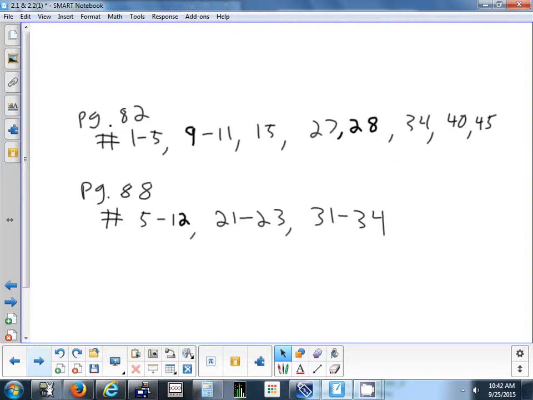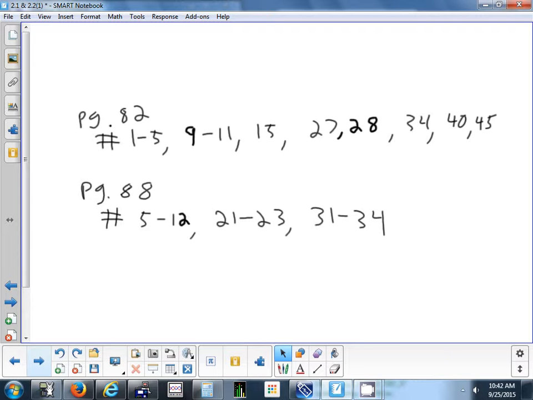Keep in mind on page 82, I think in numbers 1 through 5, they are going to ask you to solve equations algebraically rather than graphically. So factoring could come up there. I don't think there's too many quadratic formulas, but factoring definitely does come up.